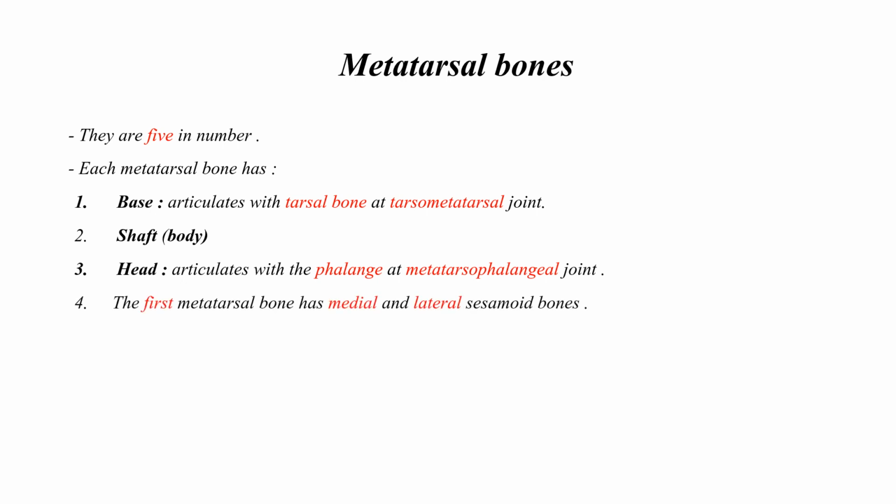The first metatarsal bone has medial and lateral sesamoid bones in its inferior surface, and the base of the fifth metatarsal bone has a tubercle. This tubercle provides an attachment for two muscles, peroneus tertius and peroneus brevis.